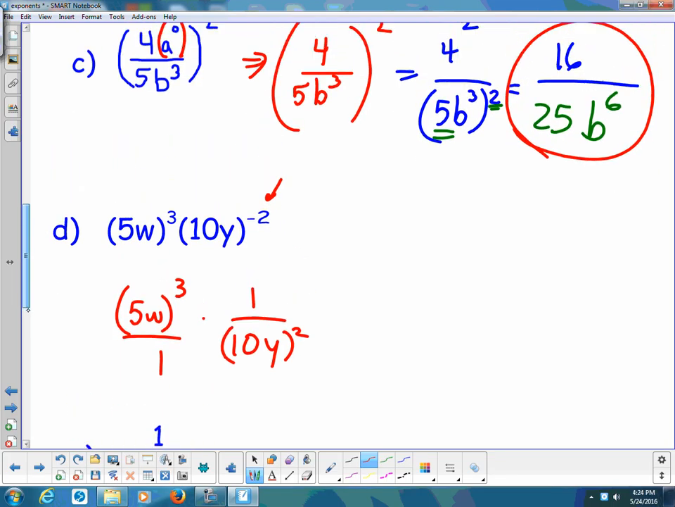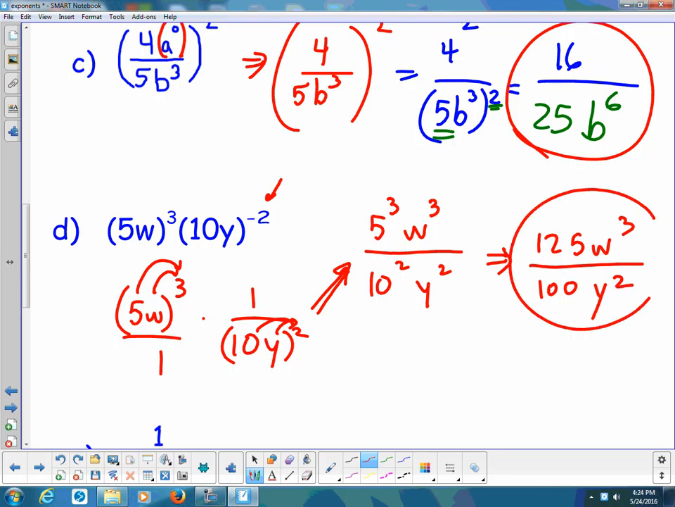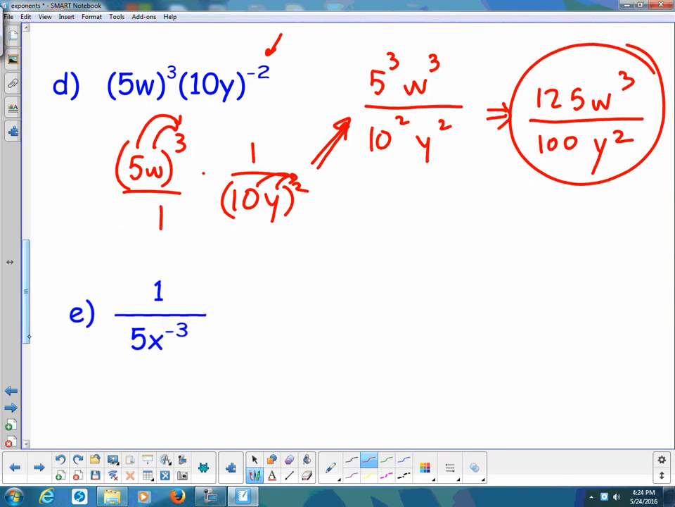So that's going to get me, over here, I'm going to have 5 has to be raised to the third, and w needs to be raised to the third. So it's 5 to the third, w to the third, over 10 has to be squared, and y has to be squared. So my final answer is going to be 125 w cubed over 100 y squared. All right, let's take a look at the next example.